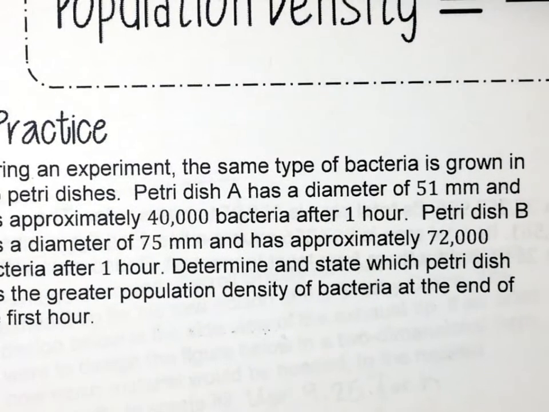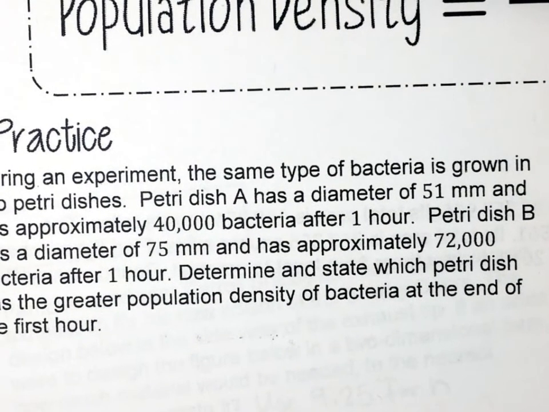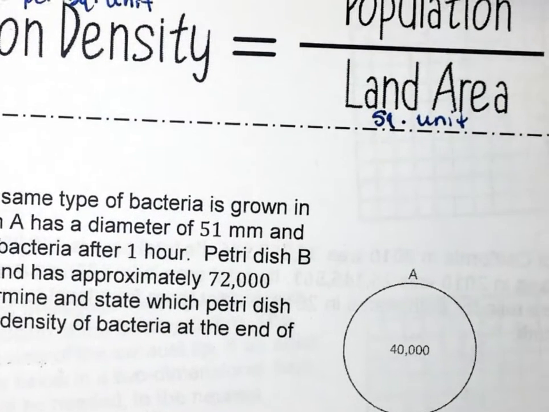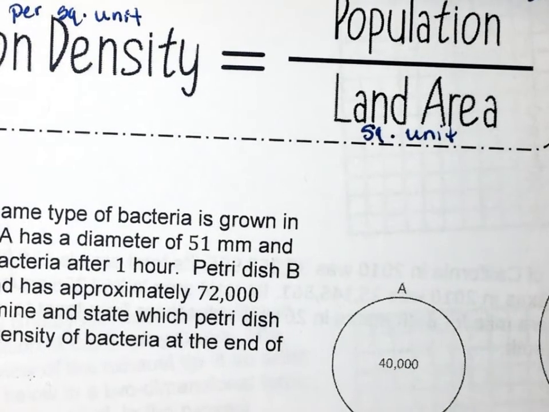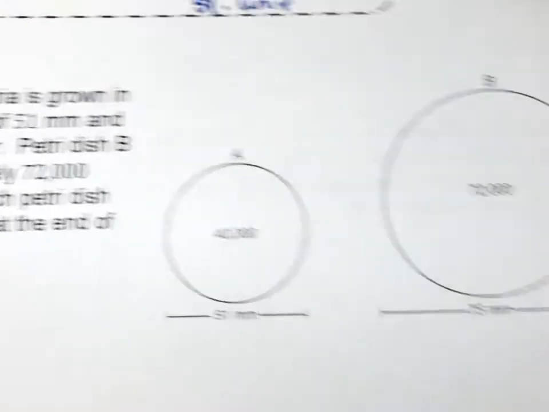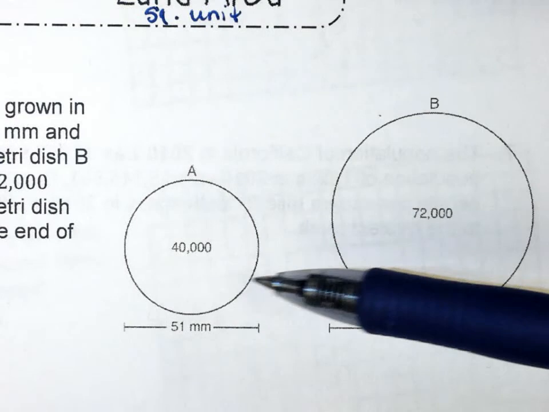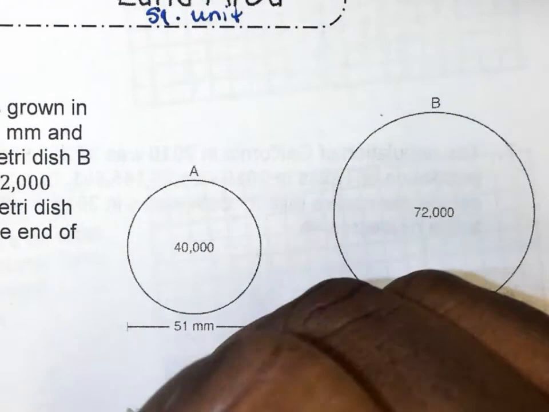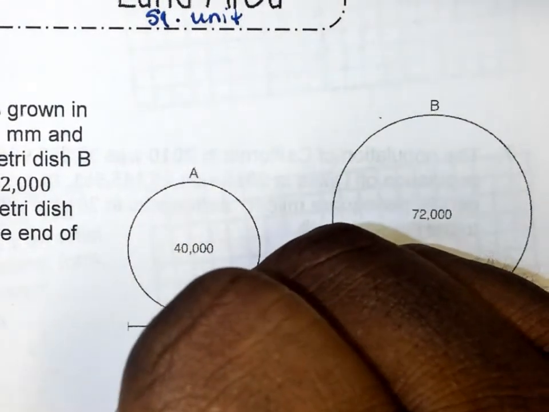Things you need to consider. For population density, you need a population and then you need a land area. We do have population here for both petri dishes. They give me the 40,000 in the first one, 72,000 in the second petri dish. That's the number of bacteria. The thing I'm missing is the land area, or the area of the petri dish. I can find that though because now you're good with area and you know what shape this is, so you should be able to spit it out to me. What's the formula to find the area of this petri dish?